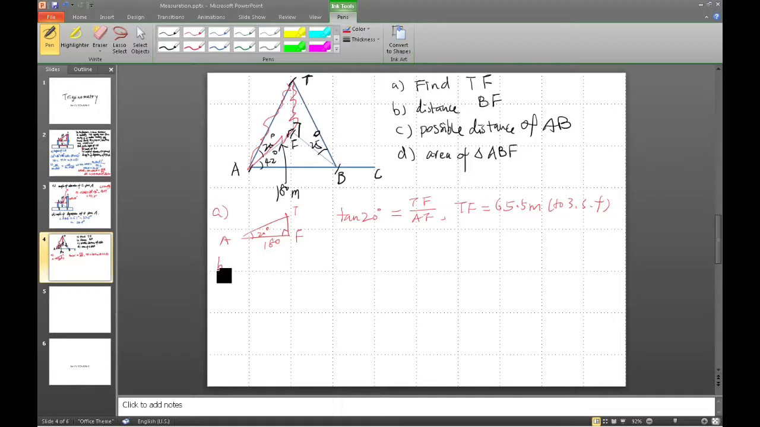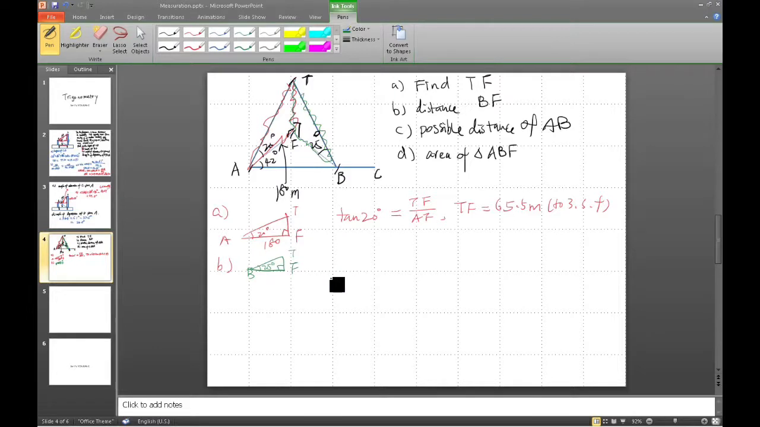Okay, next, we are asked to find the distance of BF. So similarly, let's extract this triangle out. So we have a right angle triangle TFB with angle TBF equals to 25 degrees.